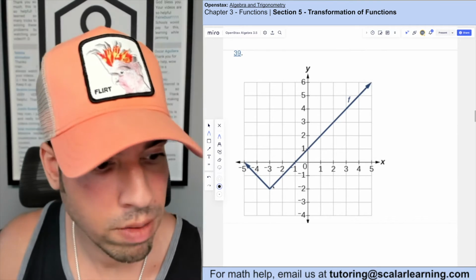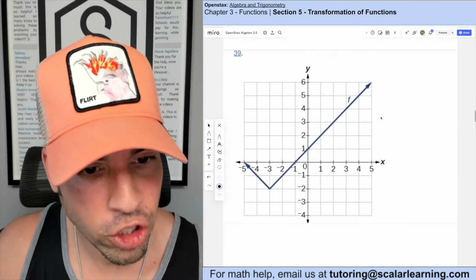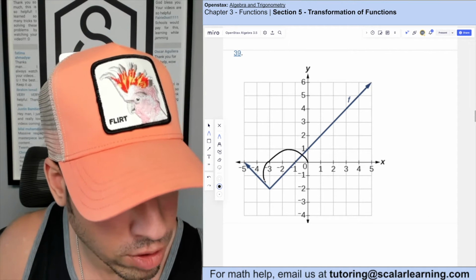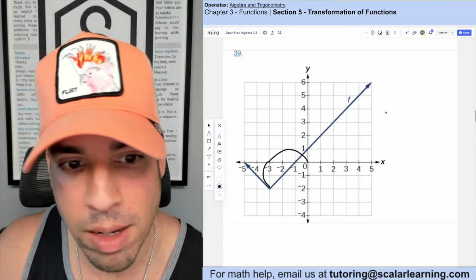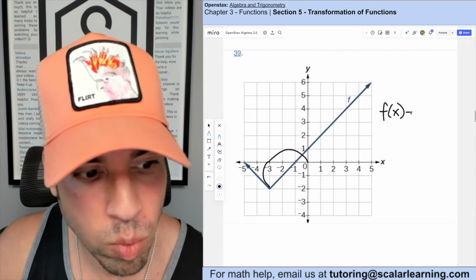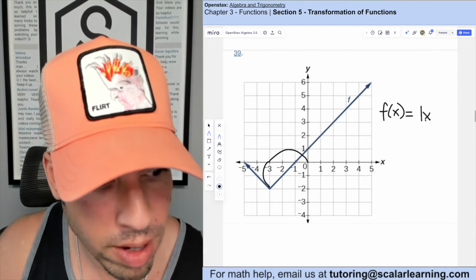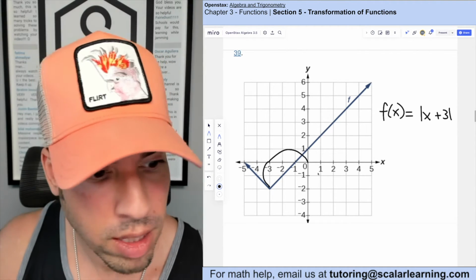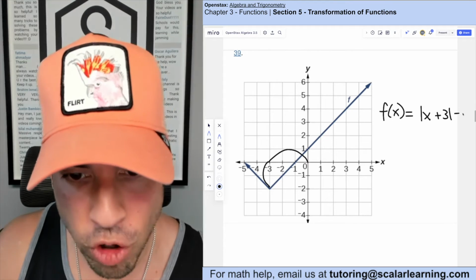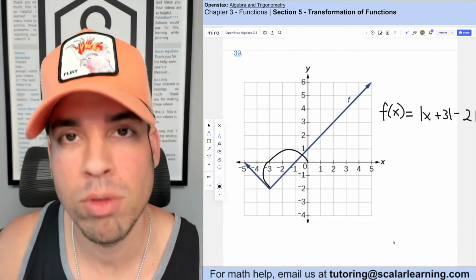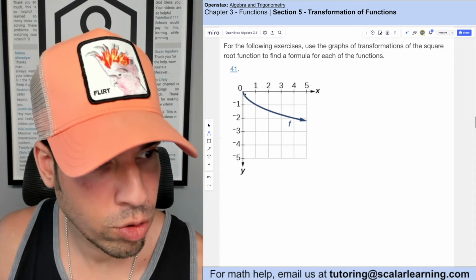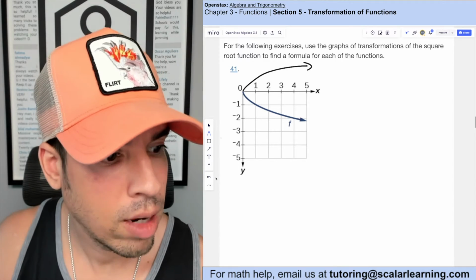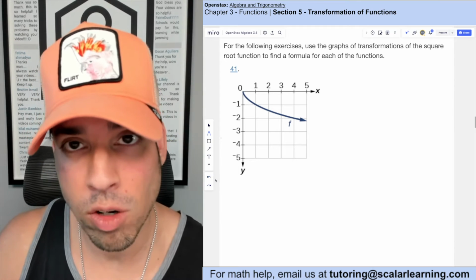For this one, our baseline function is, of course, an absolute value function, and it looks like it's been shifted 3 to the left and 2 down, but everything else is the same. So our function would be absolute value of x. And again, shifting to the left, we're adding 3. And then shifting down by 2, we're subtracting 2 from the entire thing. Boom, done. So for this one, all we've done is we've taken our original square root function, which normally goes like this, and we flipped it or reflected it across the x-axis.